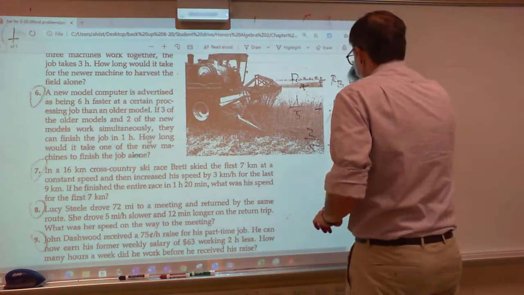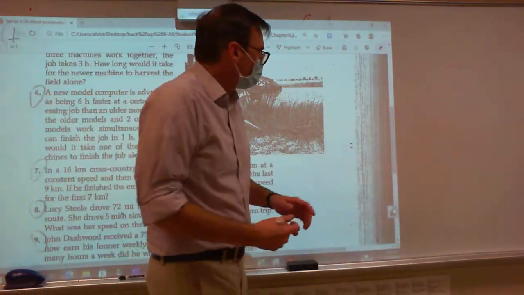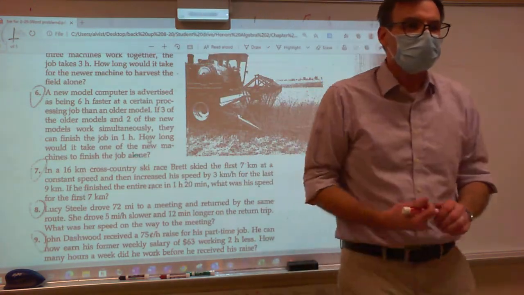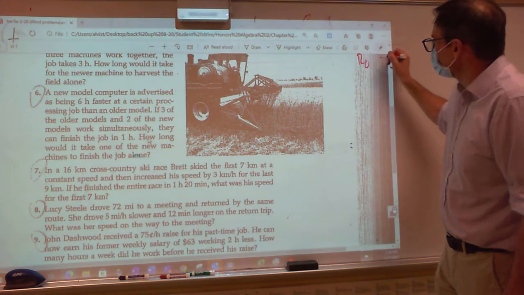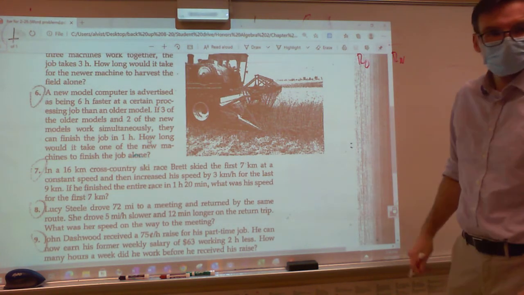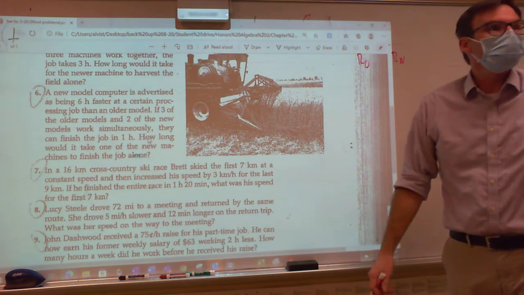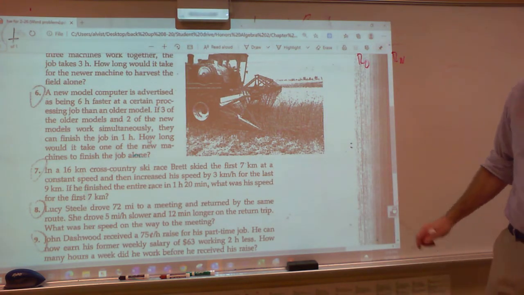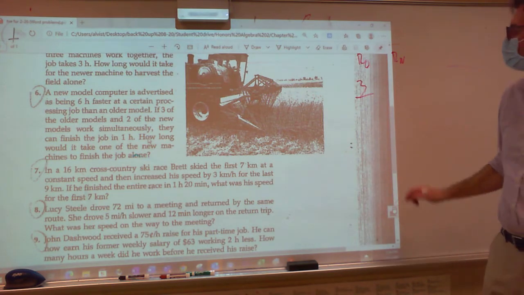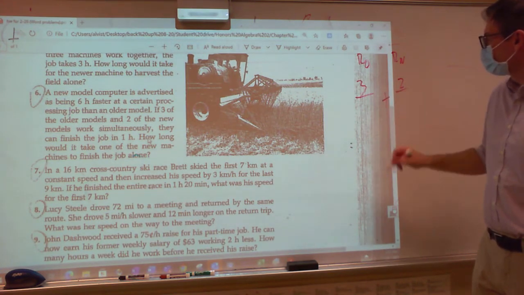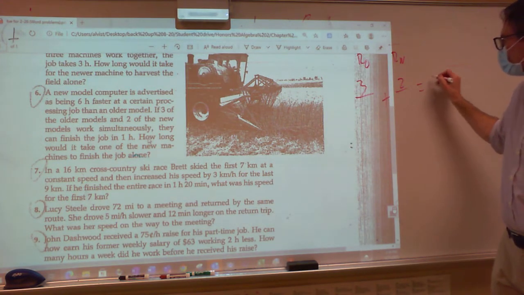So, we've got old machines and new machines, right? So I'm going to talk about the rate of the old machine and the rate of the new machine. Now, as far as the rate of the old machine, how many old machines do we have working? 3. We got 3. How many new machines do we have working? 2. Okay, we're going to work together. How long does it take? 1 hour. 1 hour, so that's going to equal 1 over 1, right?